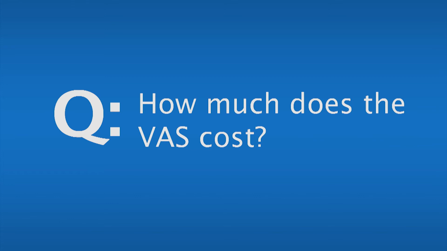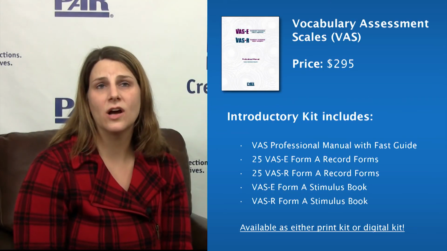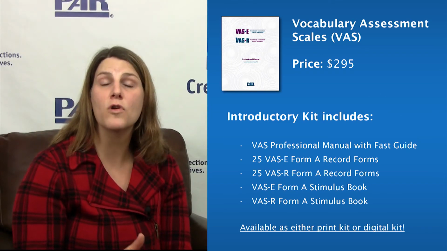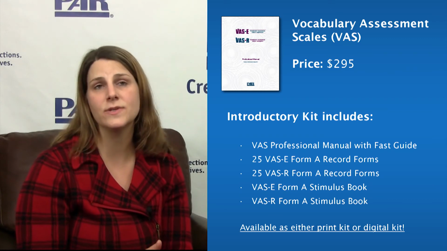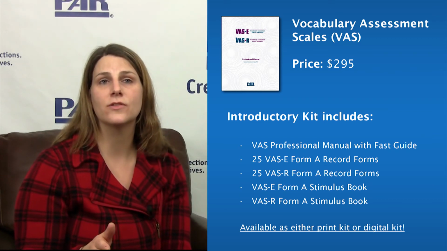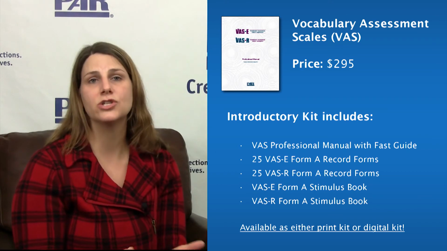And how much does the VAS cost? The combination kit costs $295. Now for that money, you get both the expressive and the receptive task, and you can choose to either get that combination for the print or the digital.